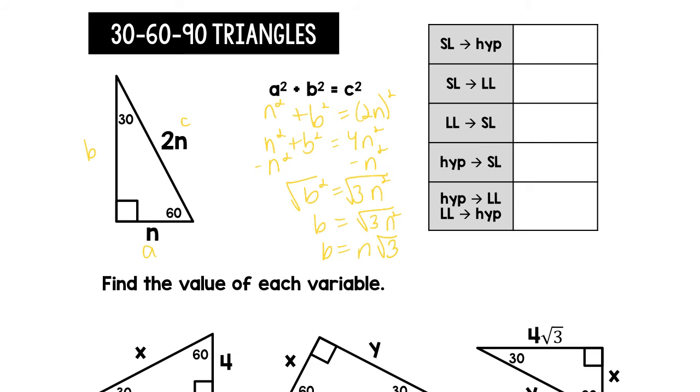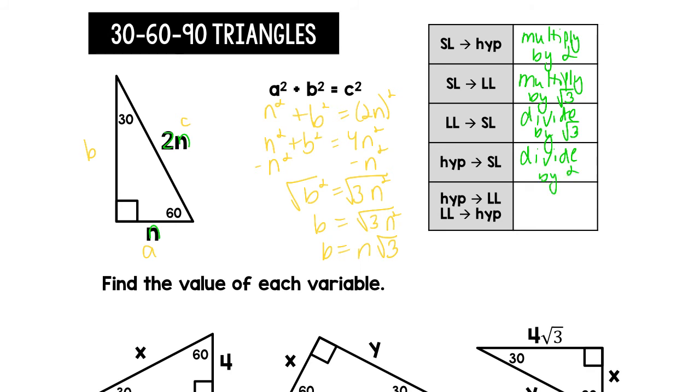So if I have a short leg and I want a hypotenuse, I'm going to multiply by 2 because this one's n and I want to get to 2n. And if I have a short leg and I want to get a long leg, I'm going to multiply by the square root of 3. If I have a long leg and I need a short leg, I'm going to divide by the square root of 3. If I have a hypotenuse and I need a short leg, I'm going to divide by 2.